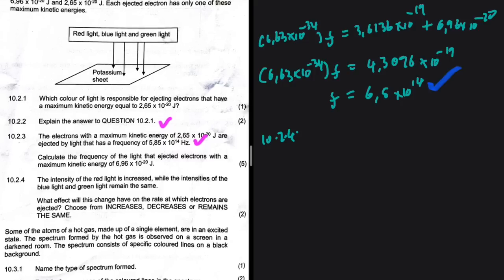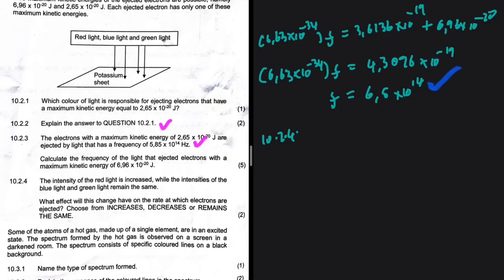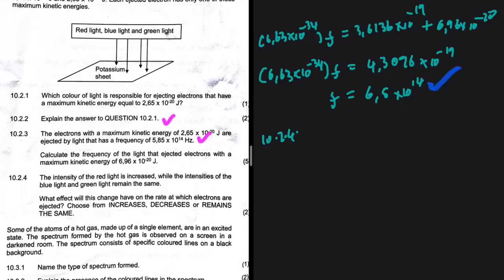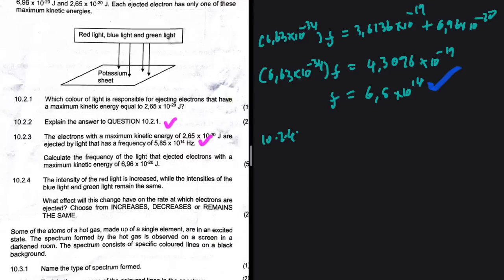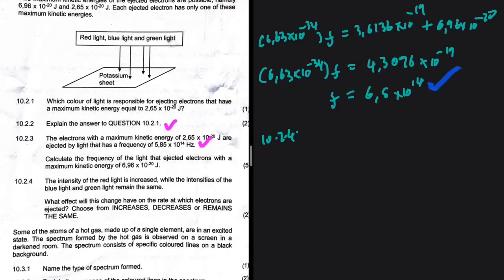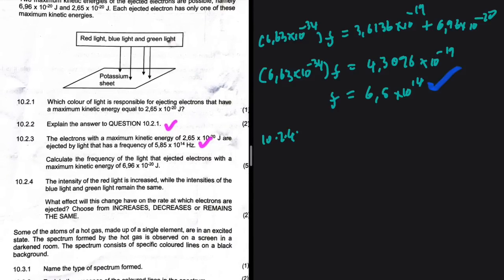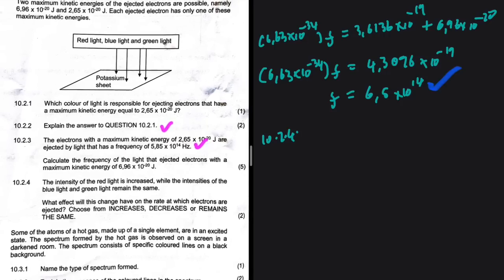So 10.3, some of the atoms of a hot gas made up of a single element are in an excited state. The spectrum formed by the hot gas is observed on a screen in a darkened room. The spectrum consists of specific colored lines on a dark background. 10.3.1, name the type of spectrum formed.